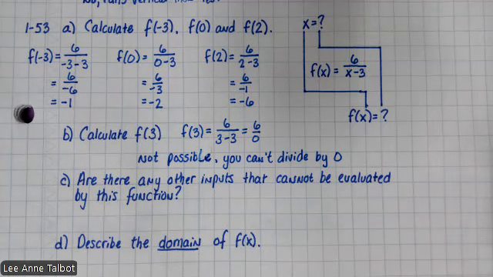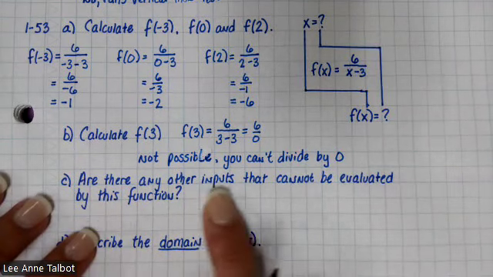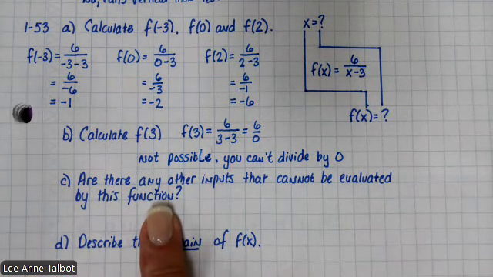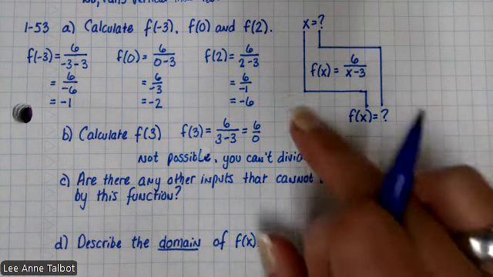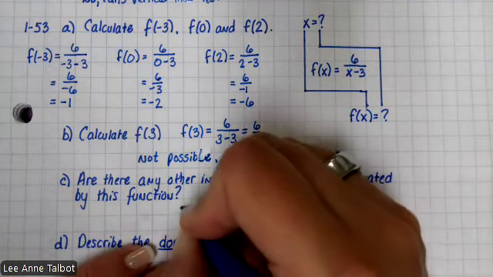Not possible. You can't divide by 0. Okay, now think for a second. Are there any other inputs that cannot be evaluated by this function? So is there anything else that's going to cause a problem besides 3? Okay, and then what you would think to yourself is, are there any square roots in it? So basically, it's 0 in the denominator or a negative square root, those are basically the only things we're working on. Do you see any square roots in this particular function? No. So everything else should work.